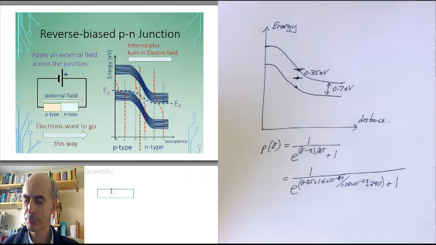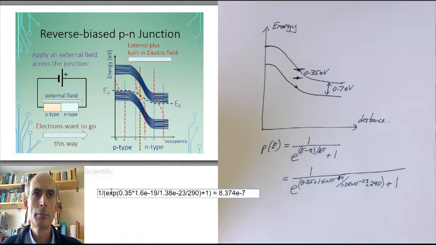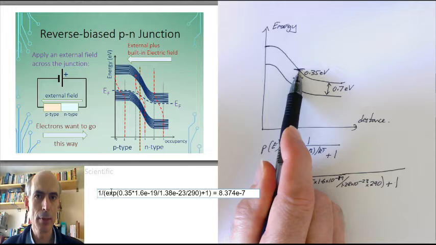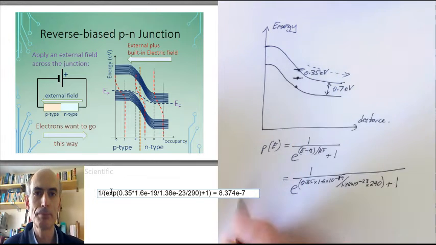And the answer is just a little bit under 1 in a million. So just a little bit under 1 in a million of these possible states here would actually be occupied. That's not a huge number, but it's enough to allow a very small current to flow.